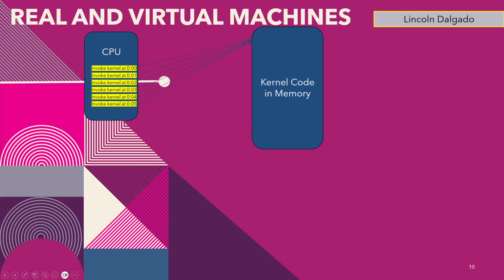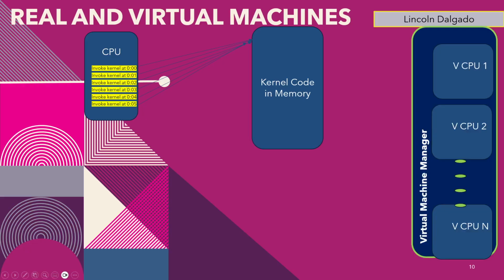A virtual machine manager has to mimic this behavior of the CPU. A virtual machine manager creates virtual CPUs, and each CPU works with an operating system kernel, which in turn will manage its own process table.